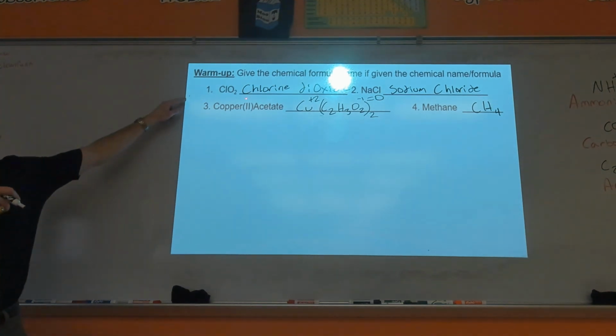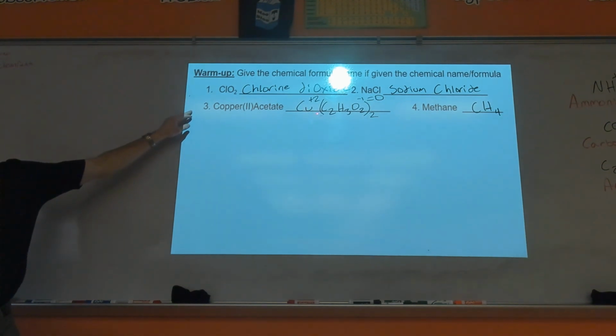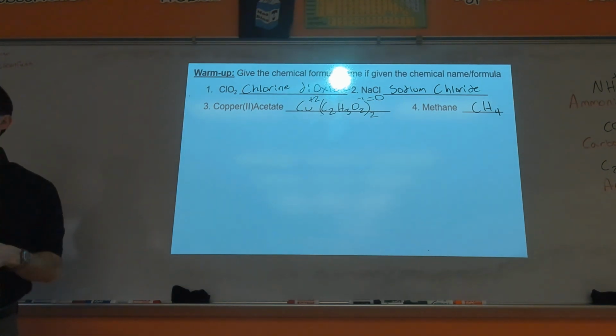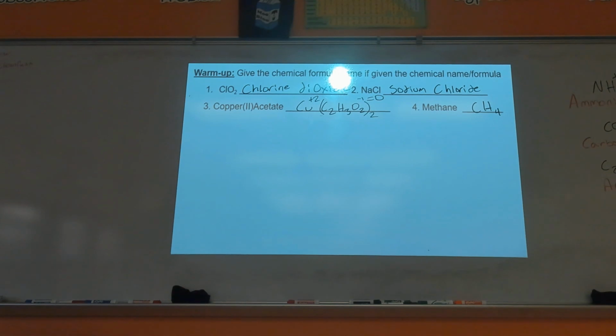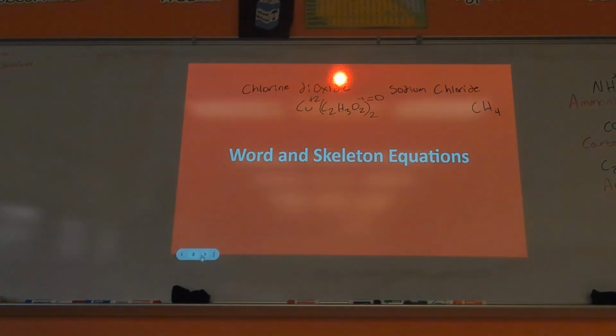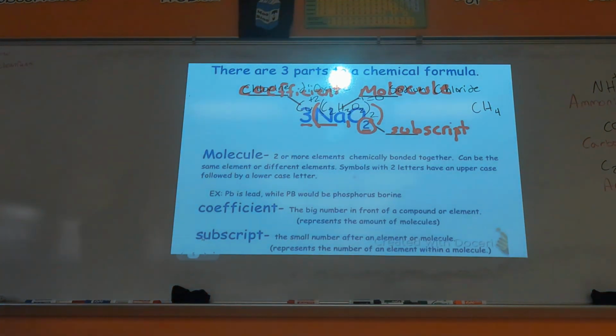All right, so number 1, chlorine dioxide. 2, sodium chloride. 3, it would just be 1 copper, and then you're going to need 2 acetates to balance out the +2 of the copper. And then methane is CH4. Okay. All right, so moving to what we call word and skeleton equations.